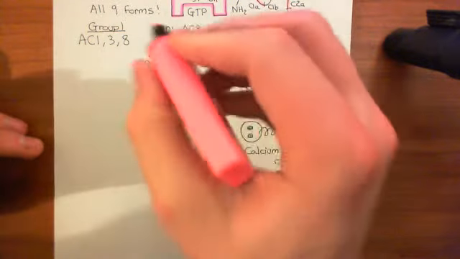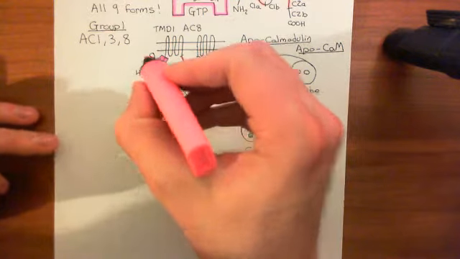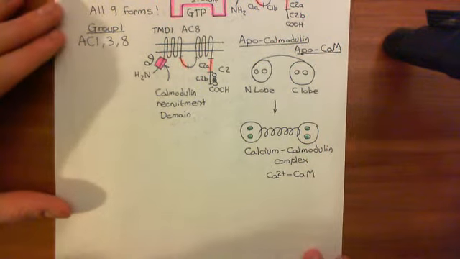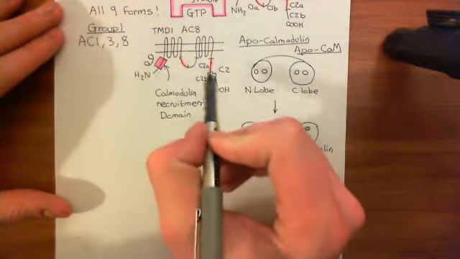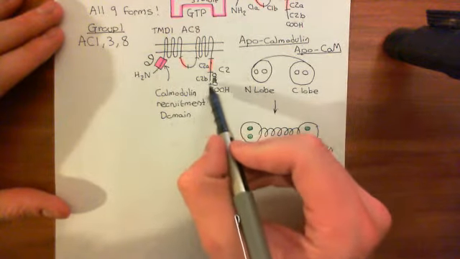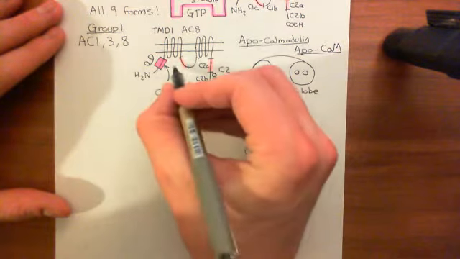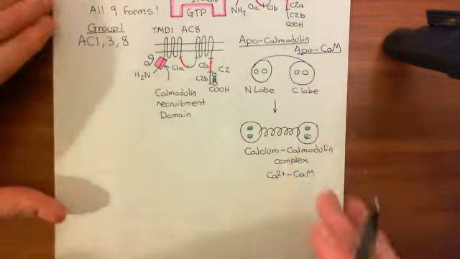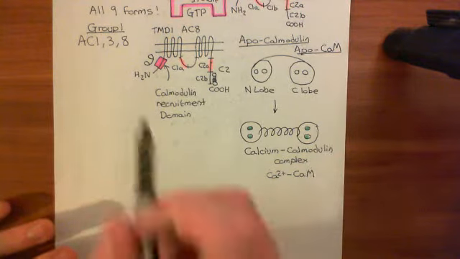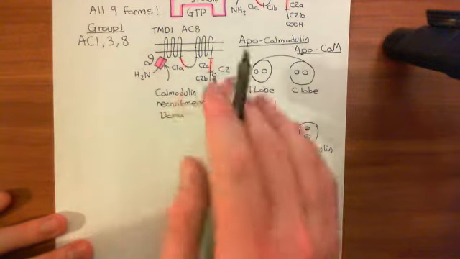Okay, so basically, the apocalmodulin binds to the calmodulin recruitment domain, then when calcium binds to that apocalmodulin and converts it into a calcium calmodulin complex, the calcium calmodulin complex is transferred from the calmodulin recruitment domain to the C2B domain, and that then promotes the dimerization of C1A with C2A. Okay, right. Now, there's a similar mode of activation by calcium for adenylyl cyclase 1. However, it's not quite so fancy.